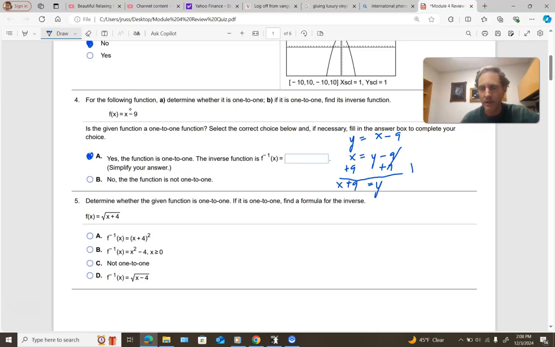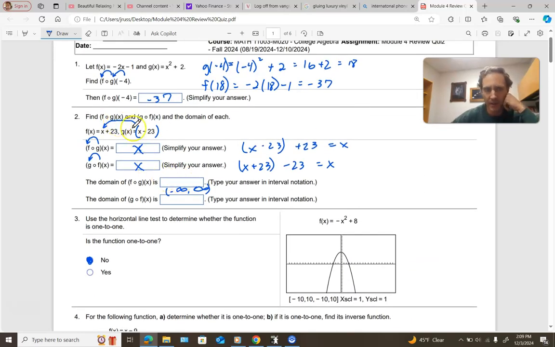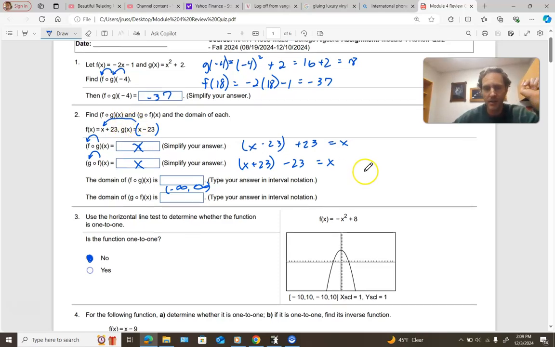And then if I want to, I can use that inverse notation. I could say f inverse of x is equal to x plus 9. Okay. That's actually what these two functions up here were, guys. These were inverses of each other. That's why every time you composed one with another, you always got x.